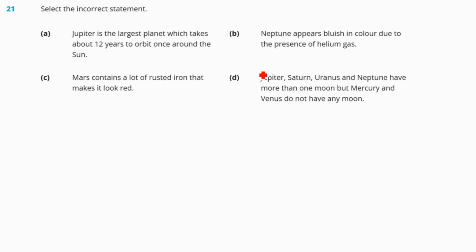Question number 21. Select the correct statement. Jupiter is the largest planet which takes about 12 years to orbit once around the sun. This is correct. Neptune appears bluish in color due to the presence of helium gas. This is wrong. So this is our correct answer.